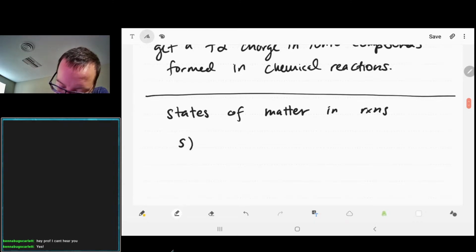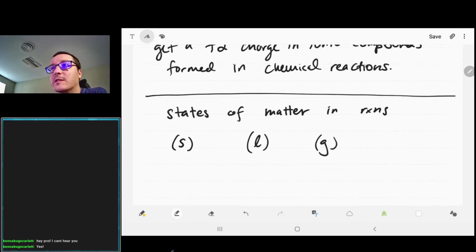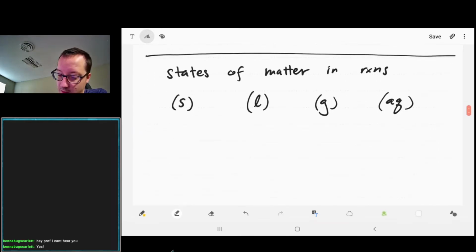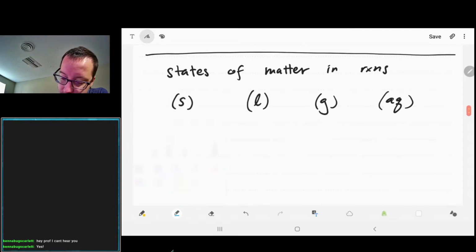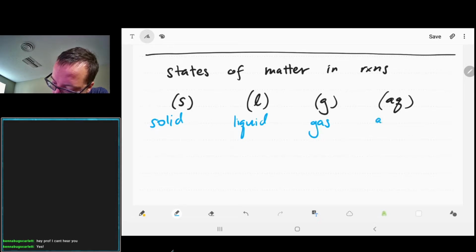So we, of course, have our 3 normal states. And then we're going to throw back in that aqueous one, because we're going to see a lot of the chemistry that we do in this class is going to be water-based, things that happen in solution. So we're going to see aqueous quite a bit here. Okay, so we have, of course, solid, liquid, gas, and aqueous. Remember, aqueous means dissolved in water.